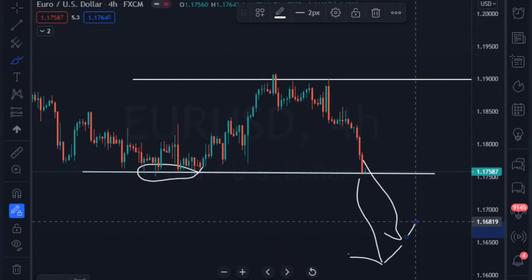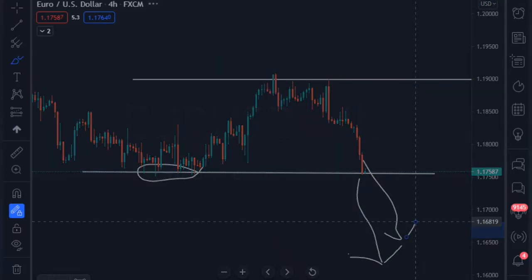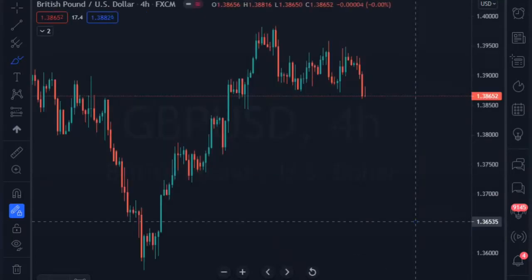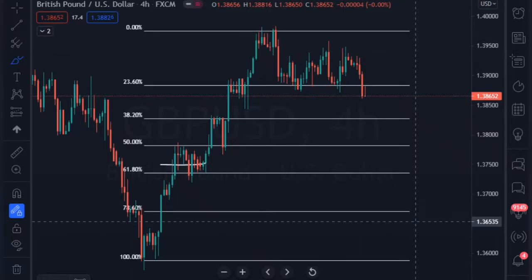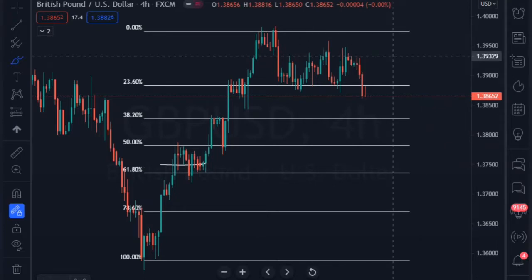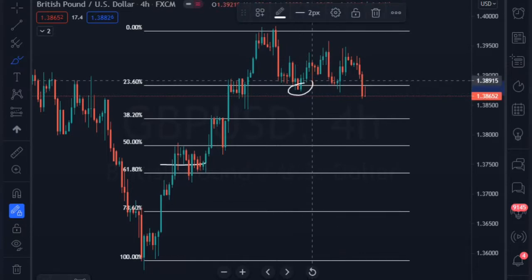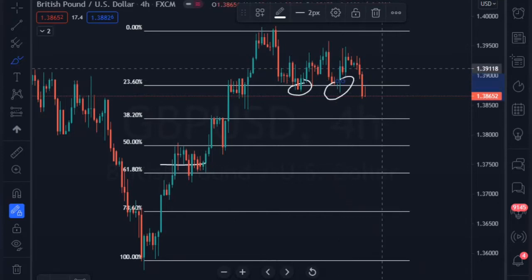So we are going to move to the next pair, which is GBPUSD. I already have my fibs plotted, and I was taking a technical look at this pair. I used the Fibonacci to find out where the market was going. If you take a close look at this area, price has been holding at this 23.6% zone for a while. You can see how price is holding at this 23.6% for a long while.